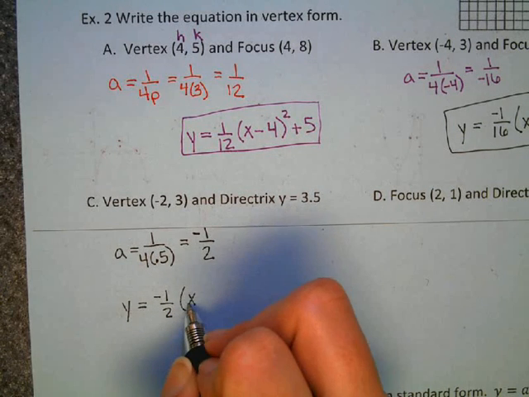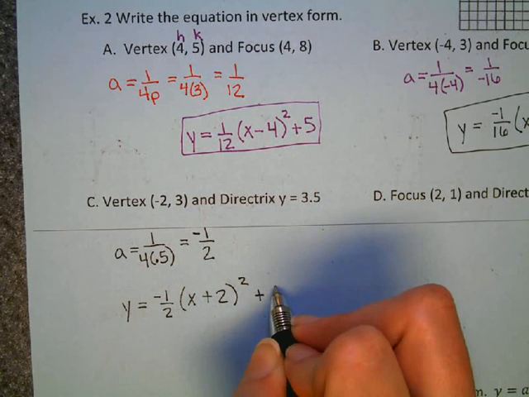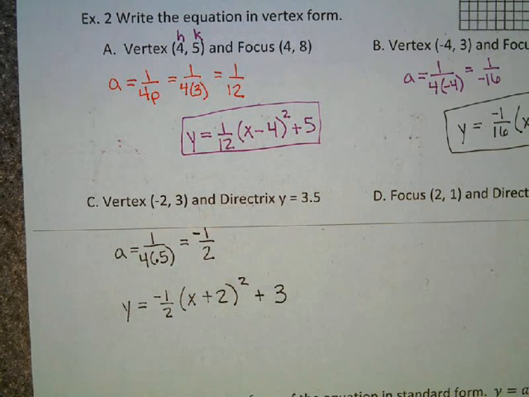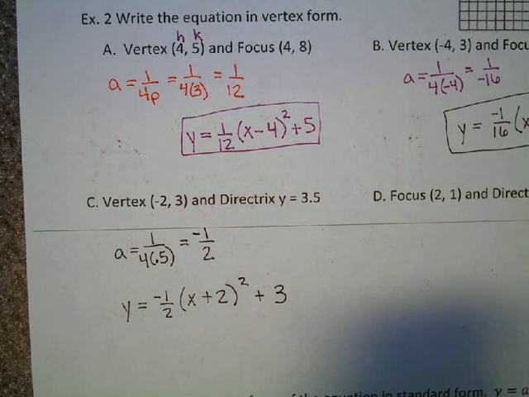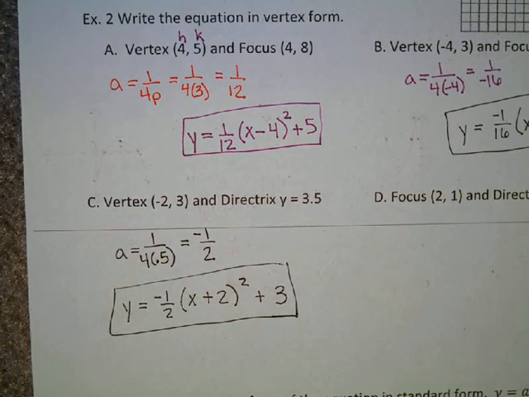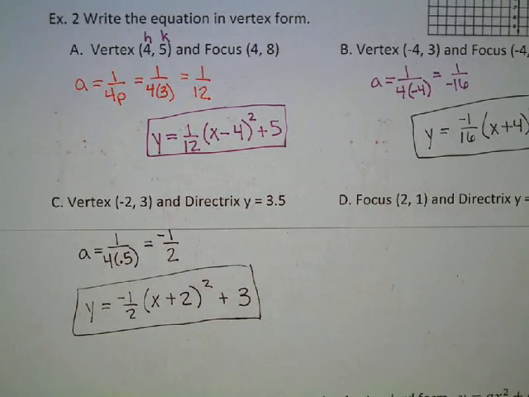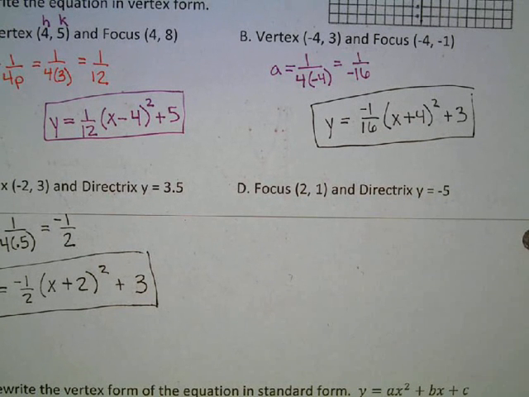So I have y equals negative 1/2, parentheses, vertex in here, x plus 2 squared, and then plus 3. The last one of these is a little different. Don't give you the vertex. You have to find the vertex on this one. So we're going to have the focus and the directrix and figure out where halfway between those two will be.